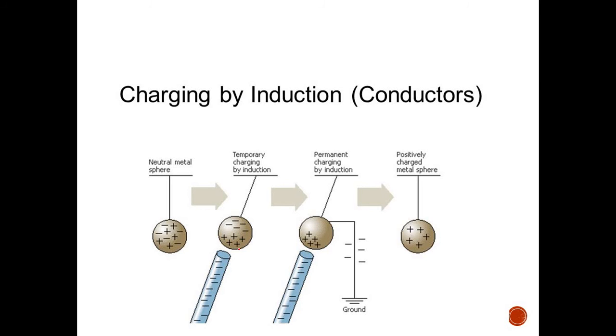It means that this part of the metal sphere will be crowded by positive charges, while the negative charges will go far away from the rod. And then, if we ground it, we put a grounded wire here, what will happen is that the negative charge, the electrons, will move out from the metal sphere, and this metal sphere will become a positively charged metal sphere, right?